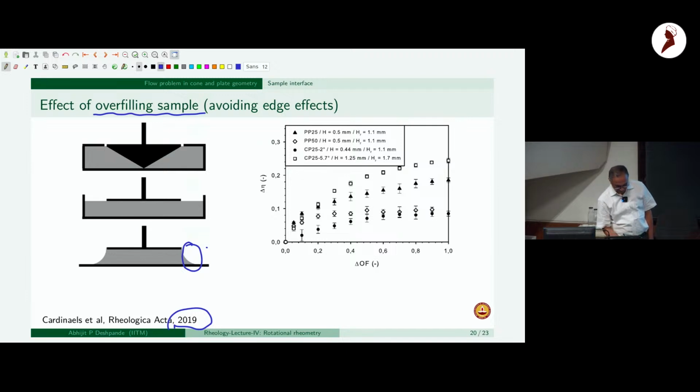They did systematic experiments on the degree of overfill, and then looked at how much error there may be in the viscosity that is being measured across different types of geometries, and they are getting some significant systematic errors. They are also able to explain this using some fluid mechanical simulations, CFD simulations, to justify why this changes.